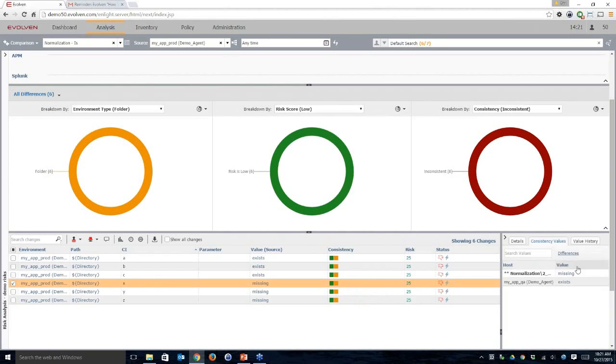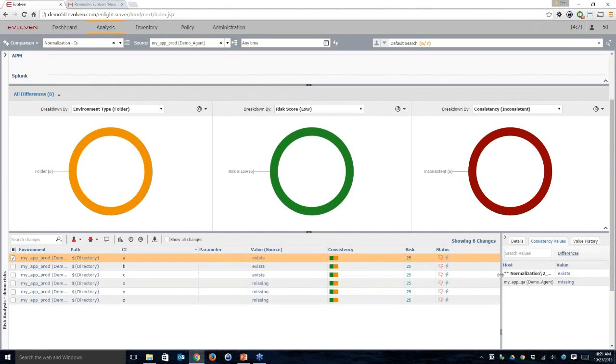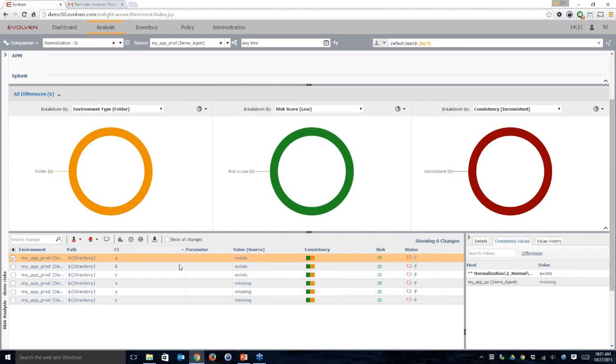If I select it, another way to see this easily is to look on the right side here. You can see that we've got A, B, and C on the source side. It exists there. It's missing on the other side.